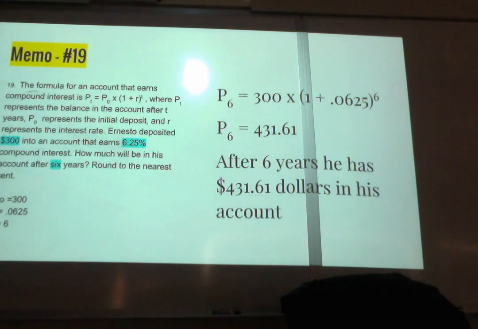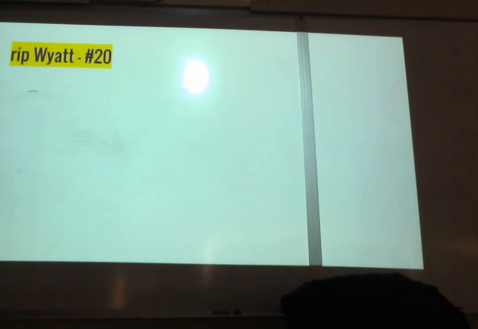I put P of 6 into my calculator. It equals 300 times, in parentheses, 1 plus 0.065, which is the interest rate, raised to 6 since the time was 6 years. For an answer I got that he will have $431.61 in his account after 6 years. It's a nice bank account too. It just sat there for 6 years, but it earned $131 just sitting in the bank.